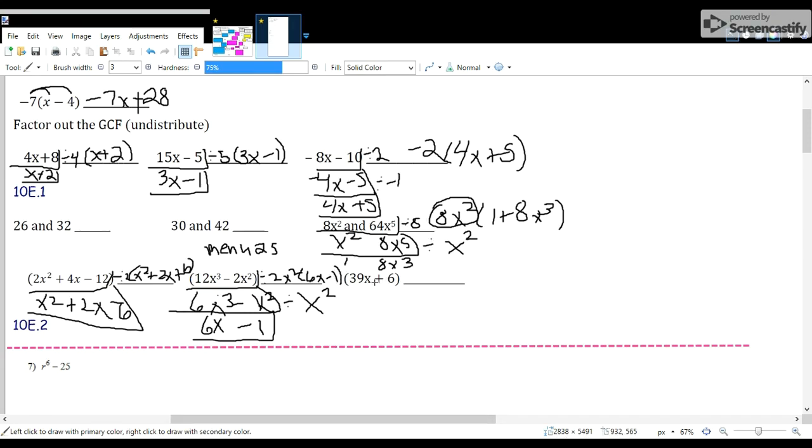Okay, the last one, 39x plus 6. The greatest common factor between those two numbers is 3. So we have 13x plus 2. They don't both share an x, so that's your factored form. 3 parentheses 13x plus 2.